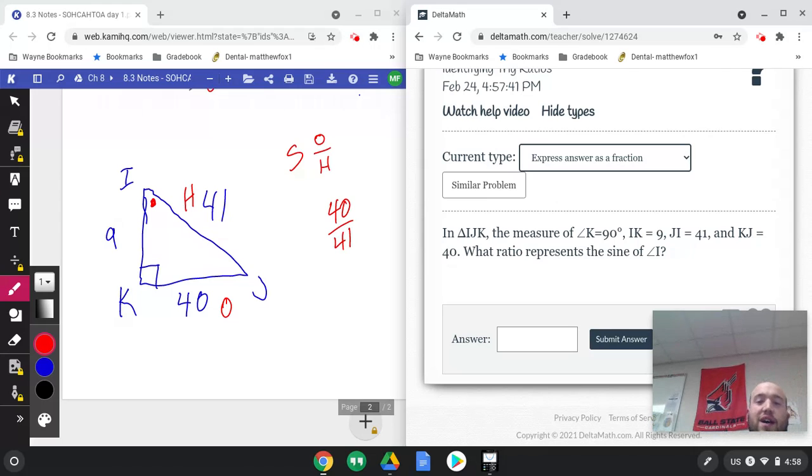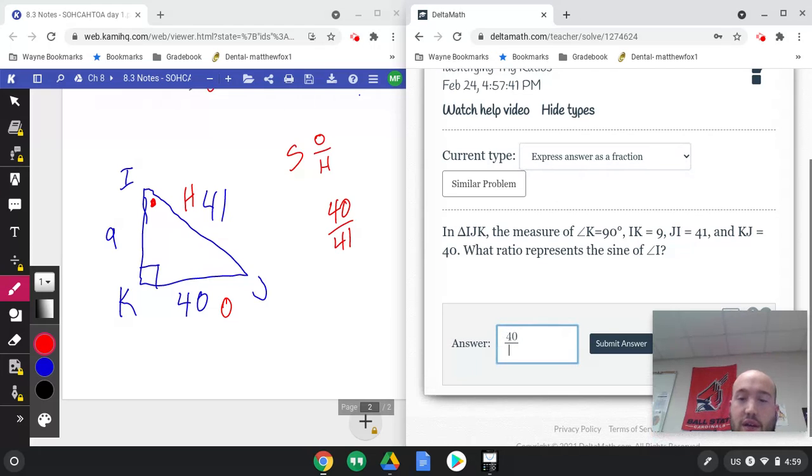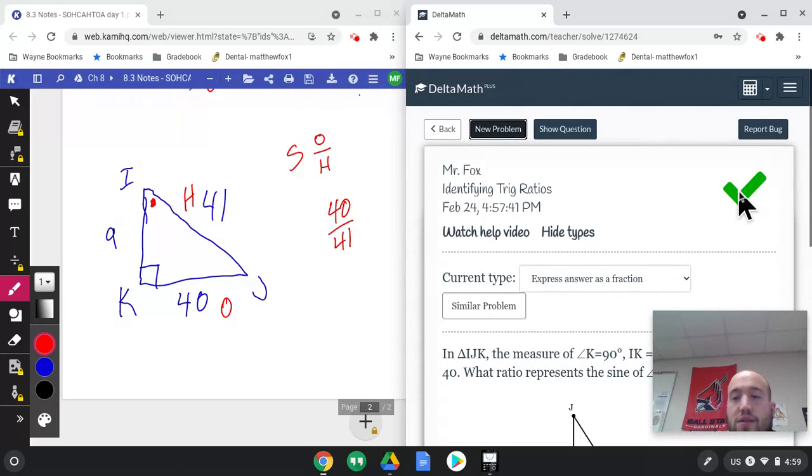Now be careful, you have to set this up and then you need to label according to angle I. But if you draw this picture every time, I think it'll be very easy. If you don't draw the picture, I think it'll be difficult. Okay, so 40 divided by 41. I hit enter, hit yes, and as you can see, I got the check mark.